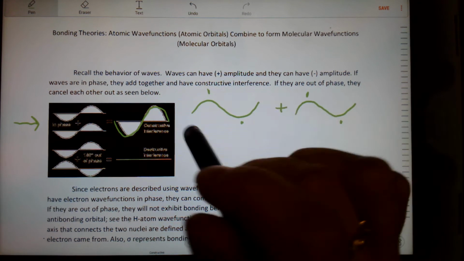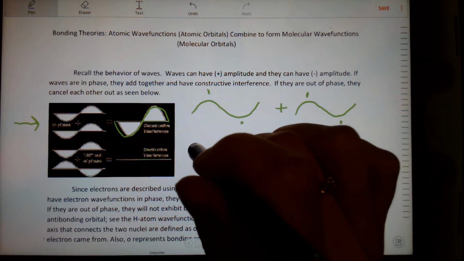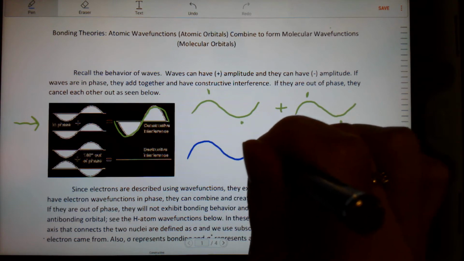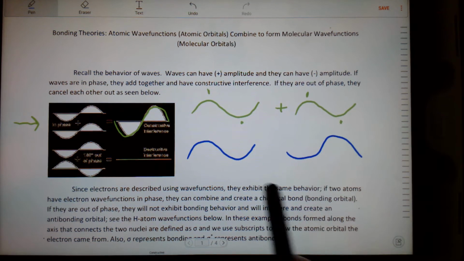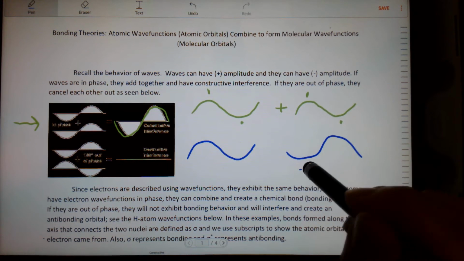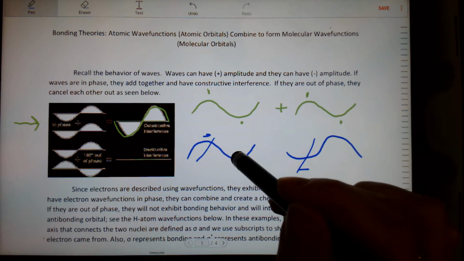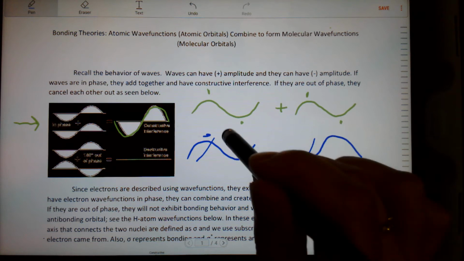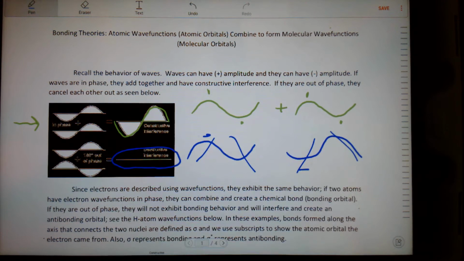Okay, so what happens if they're not in phase? So let's change color here. Do we still have our same wave like this? But what if this wave is out of phase? If they're out of phase, this down part and this up part cancel each other out. And over here, this down part and this up part would cancel each other out. So they essentially cancel each other out, and that's called destructive interference. Okay, so that's how waves kind of work.